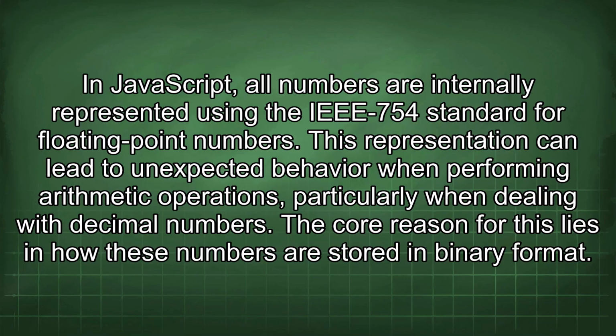In JavaScript, all numbers are internally represented using the IEEE 754 standard for floating point numbers. This representation can lead to unexpected behavior when performing arithmetic operations, particularly when dealing with decimal numbers. The core reason for this lies in how these numbers are stored in binary format.